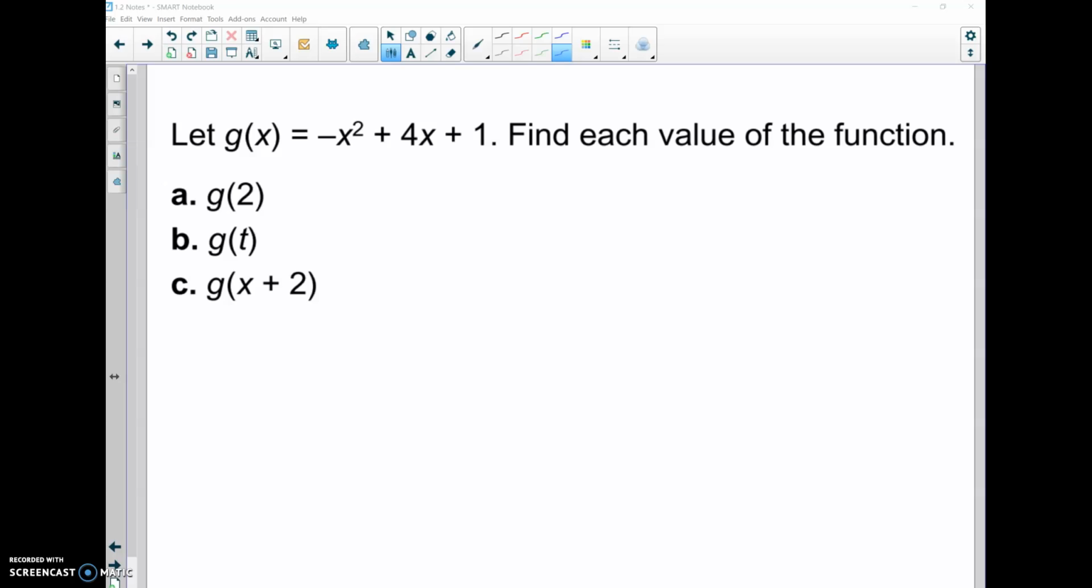All right, so here we have a function g of x equals -x squared plus 4x plus 1. I would like you to take a few minutes and evaluate that function for the input 2, the input t, and the input x plus 2. Be sure to simplify your expression as much as possible. For b and c, your answer will have variables in it, whereas for a, your output is going to be a specific number.